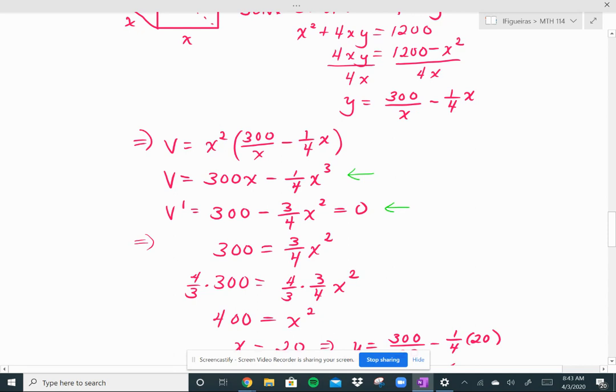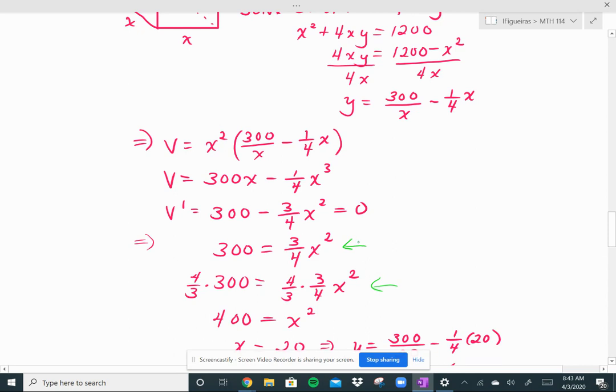We set that equal to 0. And again, you can set it up as a proportion. So add 3/4 x squared to both sides. So we're here. You can get rid of the fraction by multiplying both sides by 4/3.